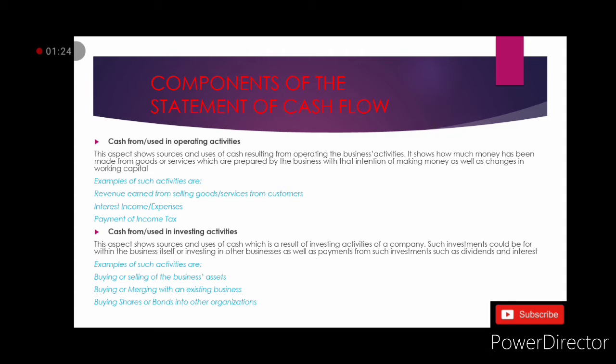So in this case, as we're trying to look at the current assets and current liabilities, the difference between the current assets and the current liabilities is known as working capital. So any change, any increase or decrease in the working capital shall be recorded in this particular aspect, cash from or used in operating activities. An example of such activities is revenue earned from selling goods or services to customers. That amount of money a business gets from selling goods or services is recorded here.